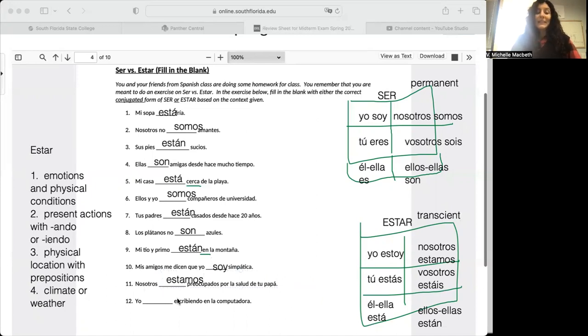Okay. Finally, yo escribiendo en la computadora. Is escribiendo an emotion or a physical condition? No. Is it a present action with an ando or a yendo? Yes, it is. How do we know? Because we have a yendo right there. So we know it has to use estar.